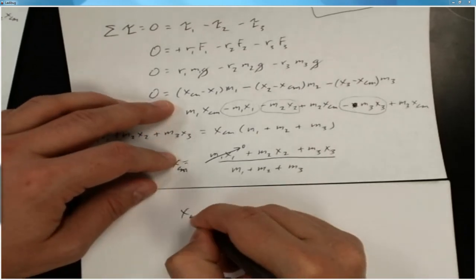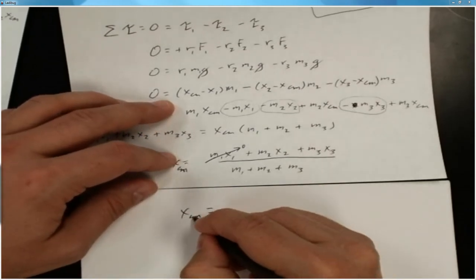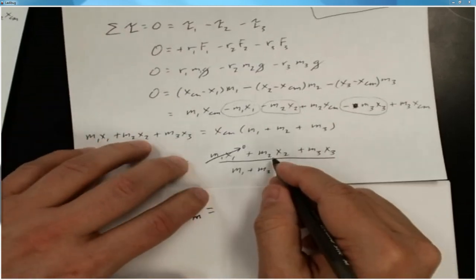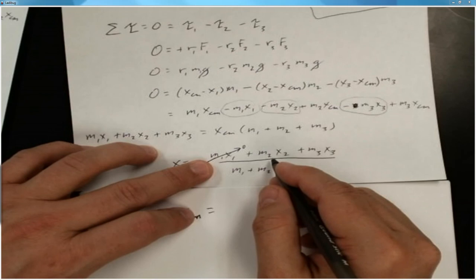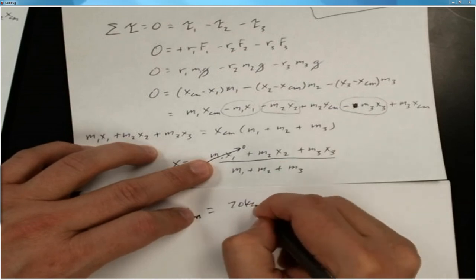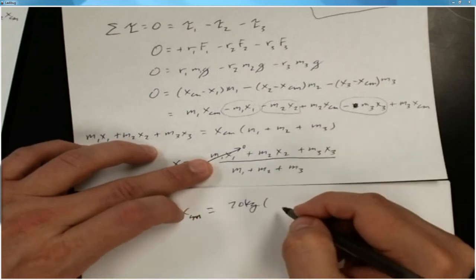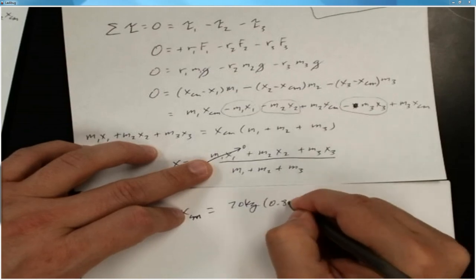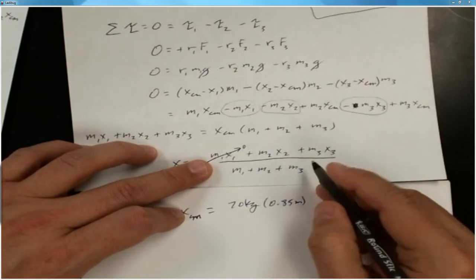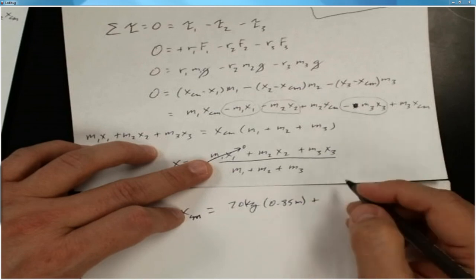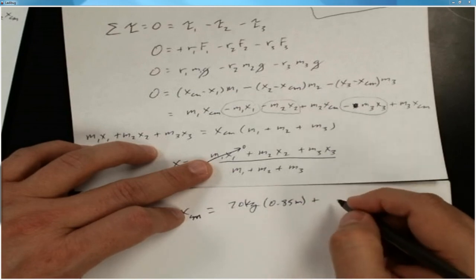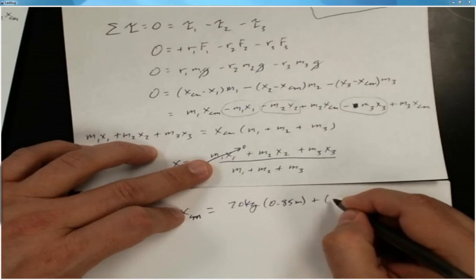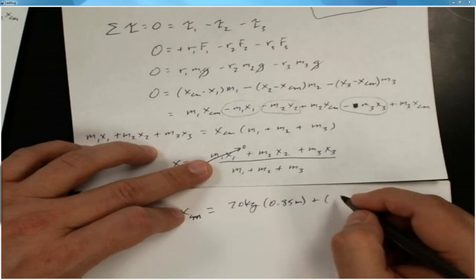So the distance to the center of mass is going to be m2, which is 20 kilograms, times x2, which is 0.85 meters, plus m3, which is 20 kilograms. Oh, I totally screwed up.